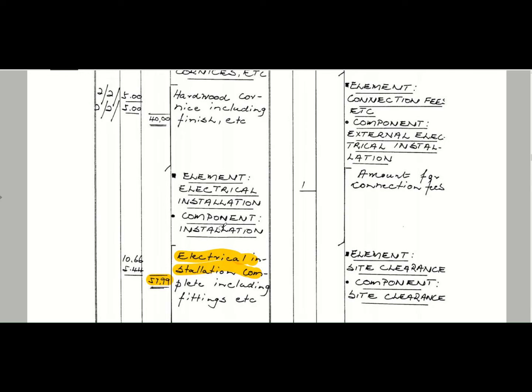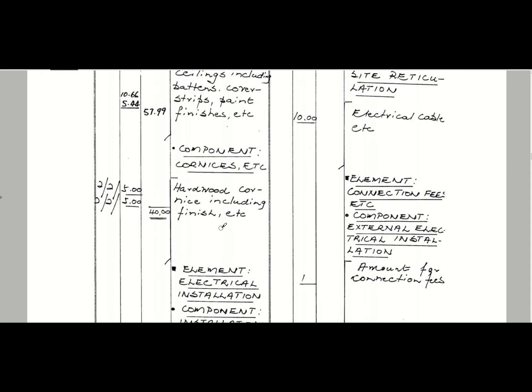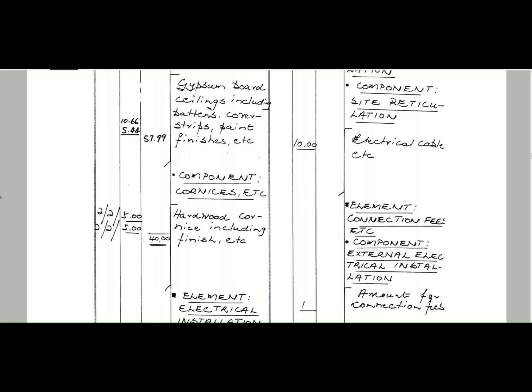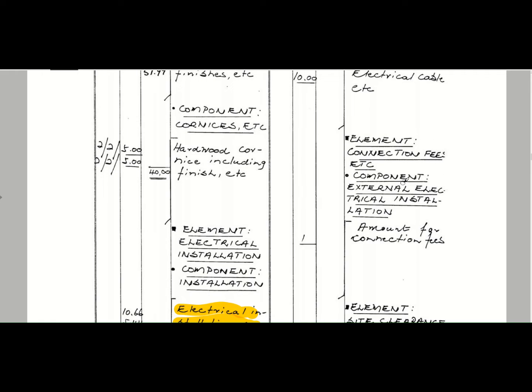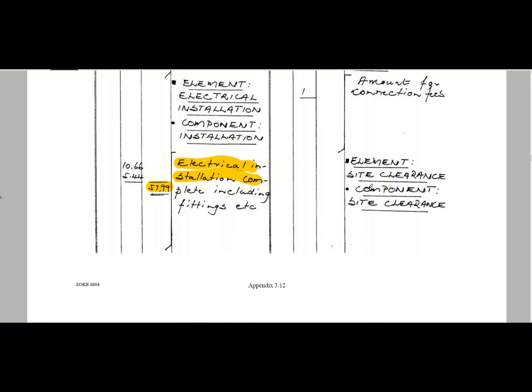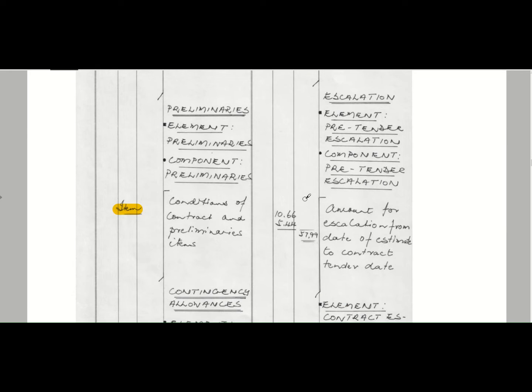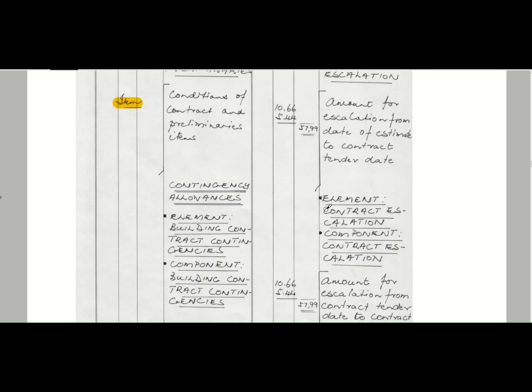The same with your plumbing. I just want to get to our plumbing. Okay, electrical cable, this is just for the main supply. Hardwood cornices, nailed up ceilings. Okay, we didn't have any bathroom fittings, but I'll get to that later on. Okay, elemental site clearance, just an allowance for that. Your guideline actually will prompt you for this also. Okay, so more or less that's how the measurement works.